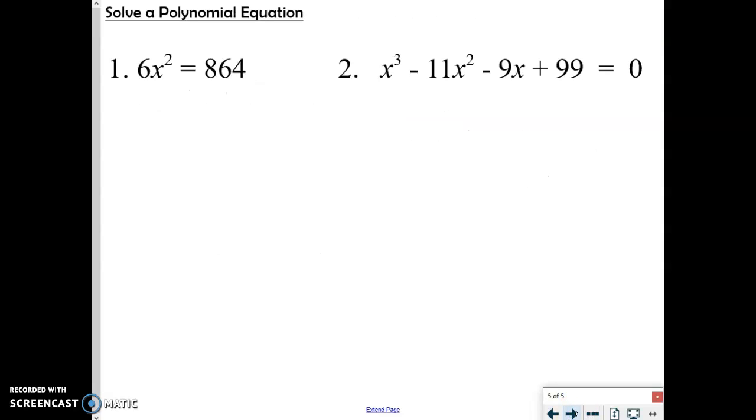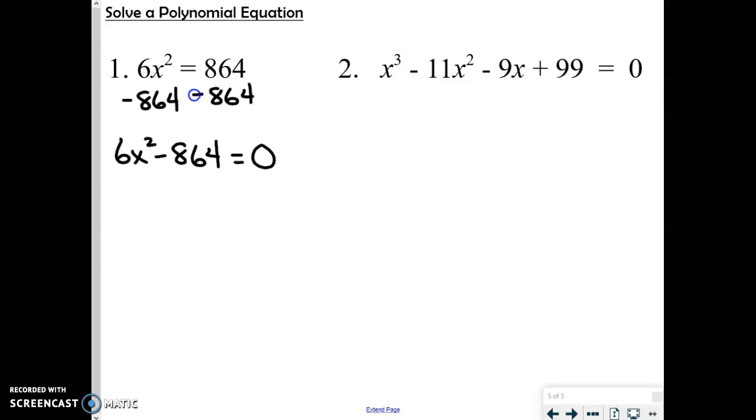And the last things that I have for you here are just some special situations that you may run across. So for this first one, we're going to have to simply subtract 864 from both sides, which leaves us with 6x squared minus 864 is equal to 0. So in this one now, ladies and gentlemen, this brings across another unique situation where we are going to have to factor out the greatest common factor. In this case, if we do that, that would leave us with 6 times x squared minus 144.